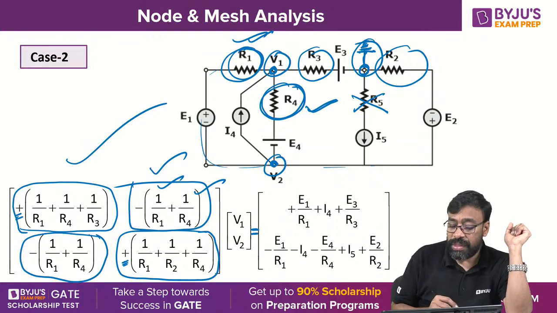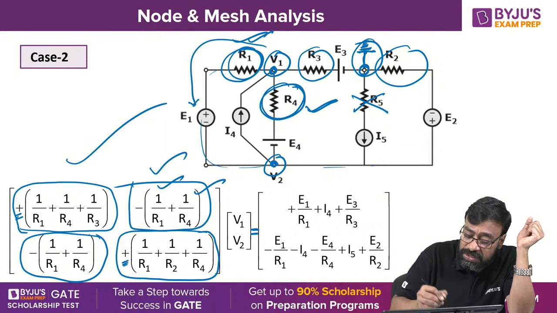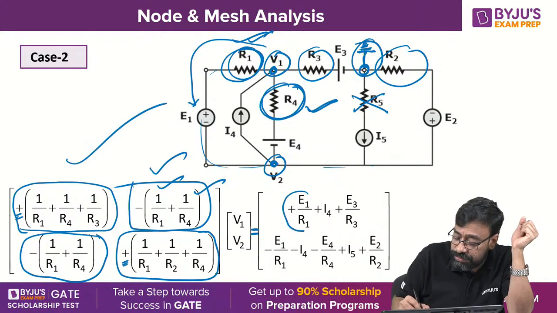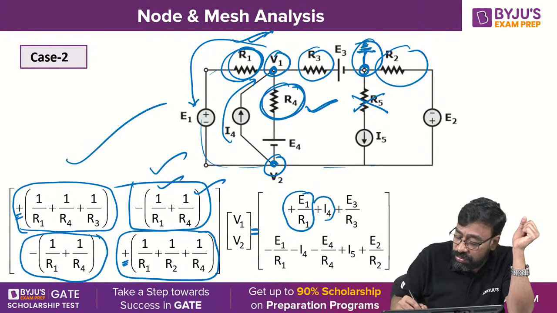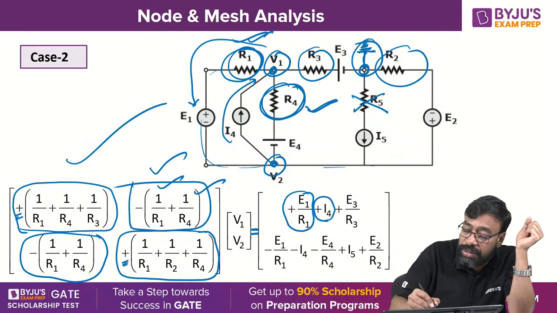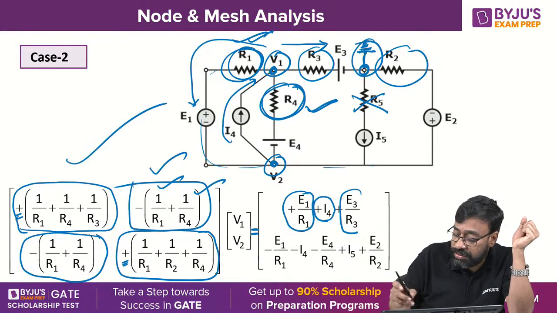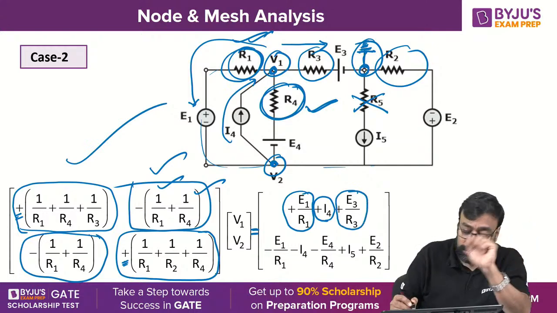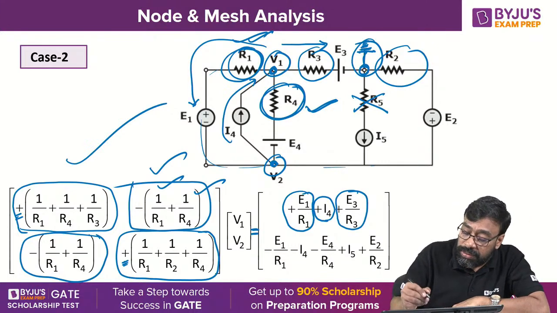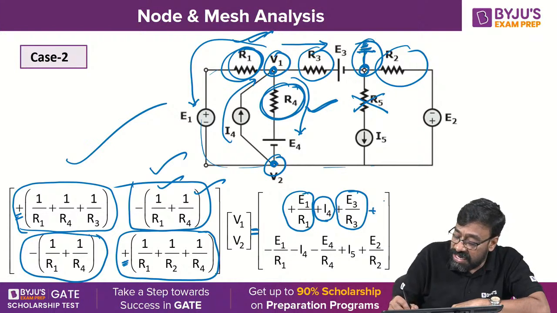I'm putting it here. Now, at V1, if you see it is touching positive polarity first, plus E1 by R1. I4 is entering, therefore plus I4. It is touching positive polarity first, plus E3 by R3. Now, here, it is touching positive polarity first, plus E4 by R4. It was missing, please rectify it. Plus E4 by R4.